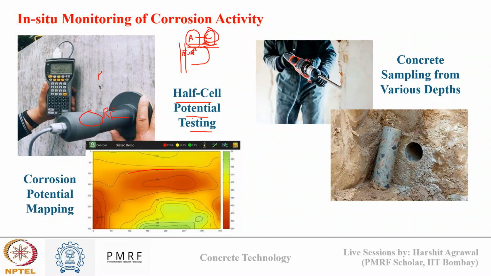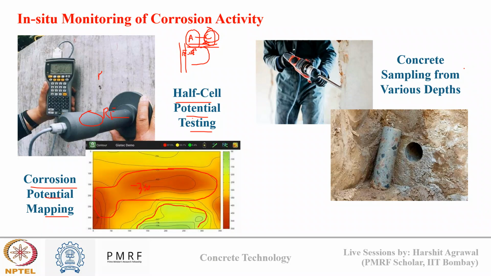You can see this red spot represents that the potential here is more negative than minus 350. However, the green zone represents that the potential is less negative than 350. Such spatial distribution can tell us the probability of localized corrosion occurring inside a reinforced concrete system, through corrosion potential mapping.